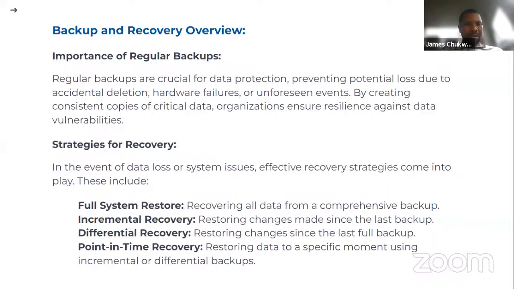Okay, this is just talking about the importance of backup in a minute. The time is up already, just in a minute.